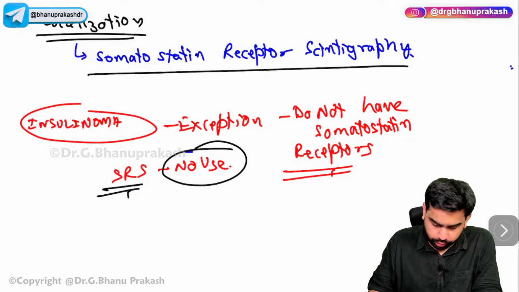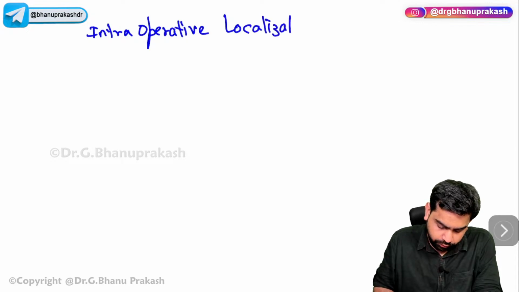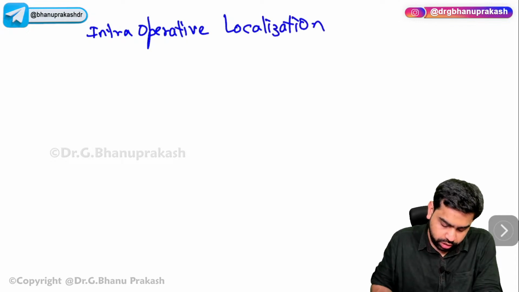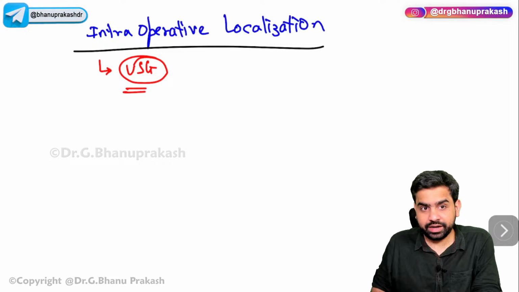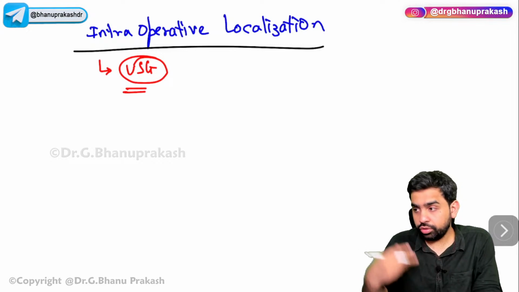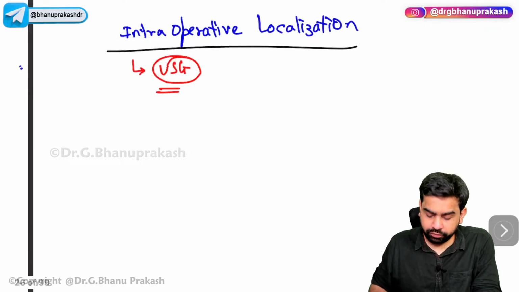Now, if you want to talk about intraoperative localization, what do you have for intraoperative localization? You have ultrasound. USG is there for intraoperative localization: intraoperative ultrasound or an endoscopic ultrasound, whichever you want to use. I hope you have understood this point.